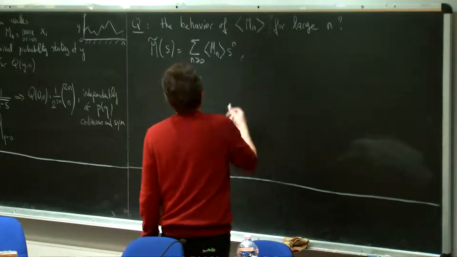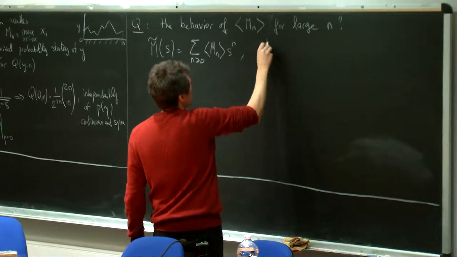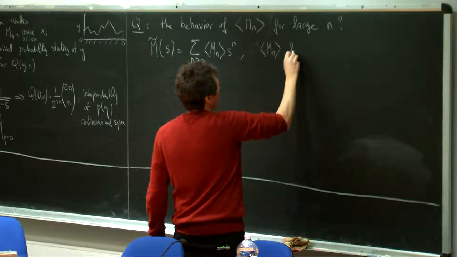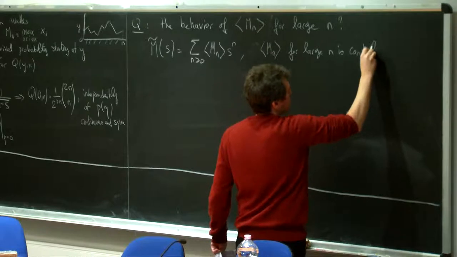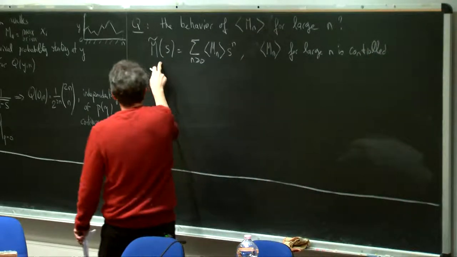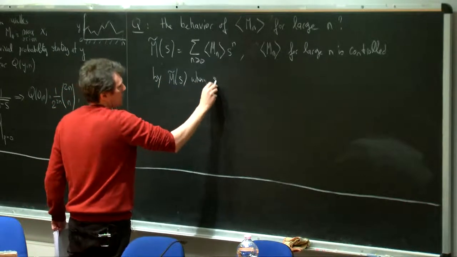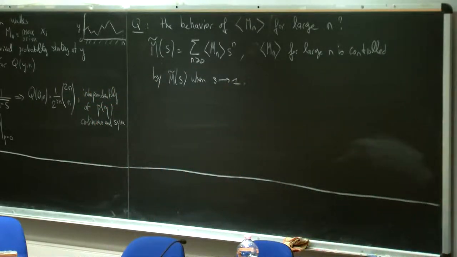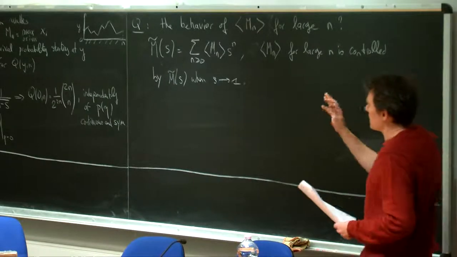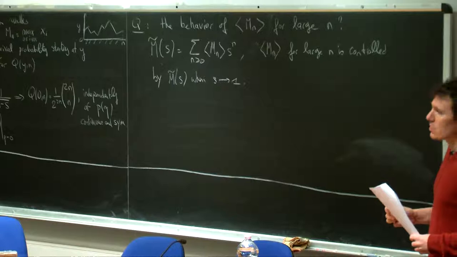And the idea is that the behavior of M_n for large n, and I will be more precise in a minute, is controlled by the behavior of this quantity when s goes to 1. In other words, roughly speaking, in most of these cases M_n will have a power law behavior when n is large.